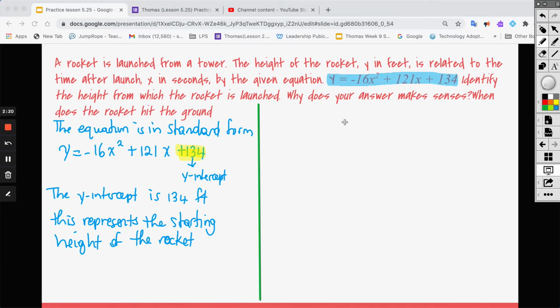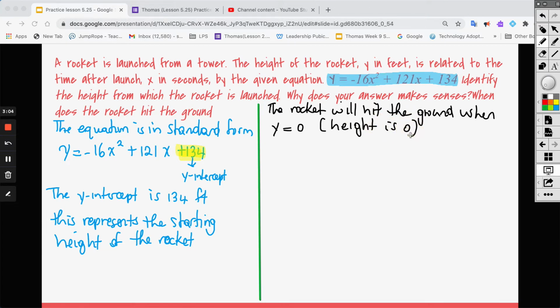Now, secondly, the question is asking us to say when does the rocket hit the ground, and why does our answer make sense? So since y represents the height of the rocket, it will be on the ground when height is equal to 0. So that's the first thing we need to establish, that the rocket will hit the ground when y equals 0. That's the same as height is 0.